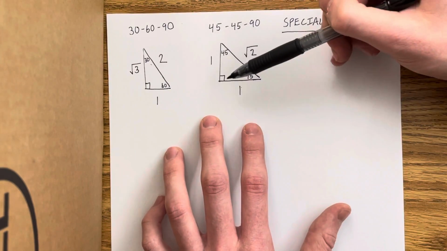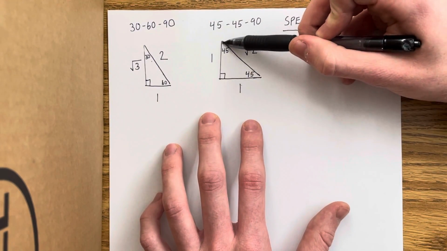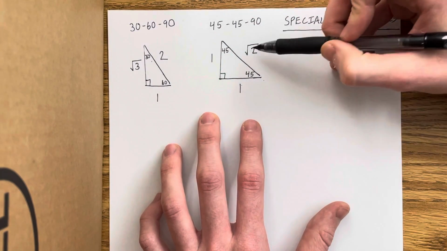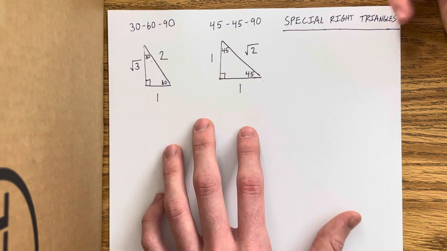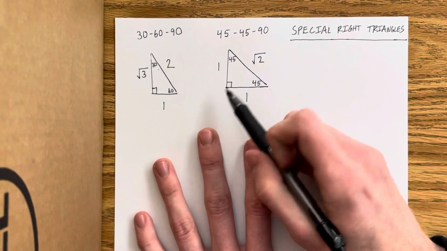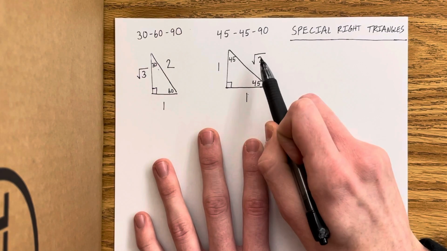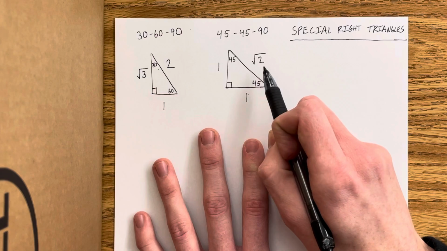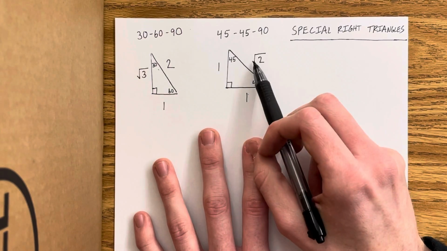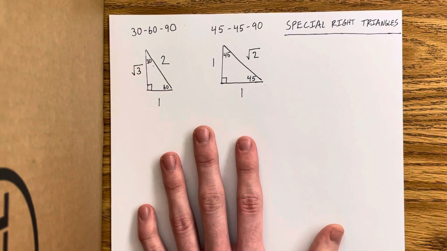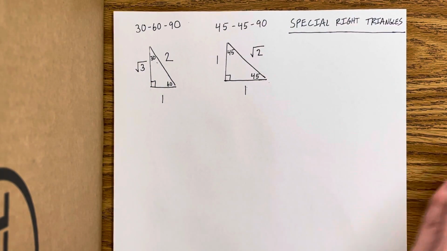Then for the 45-45-90, the legs are the exact same. They will always be the same as each other. And then the hypotenuse will be square root of 2. So when you're traversing from one side to another, ask yourself, how do I get from 1 to the square root of 2? And the answer is you multiply by the square root of 2. We'll just do a couple problems, and hopefully it'll make a lot of sense.